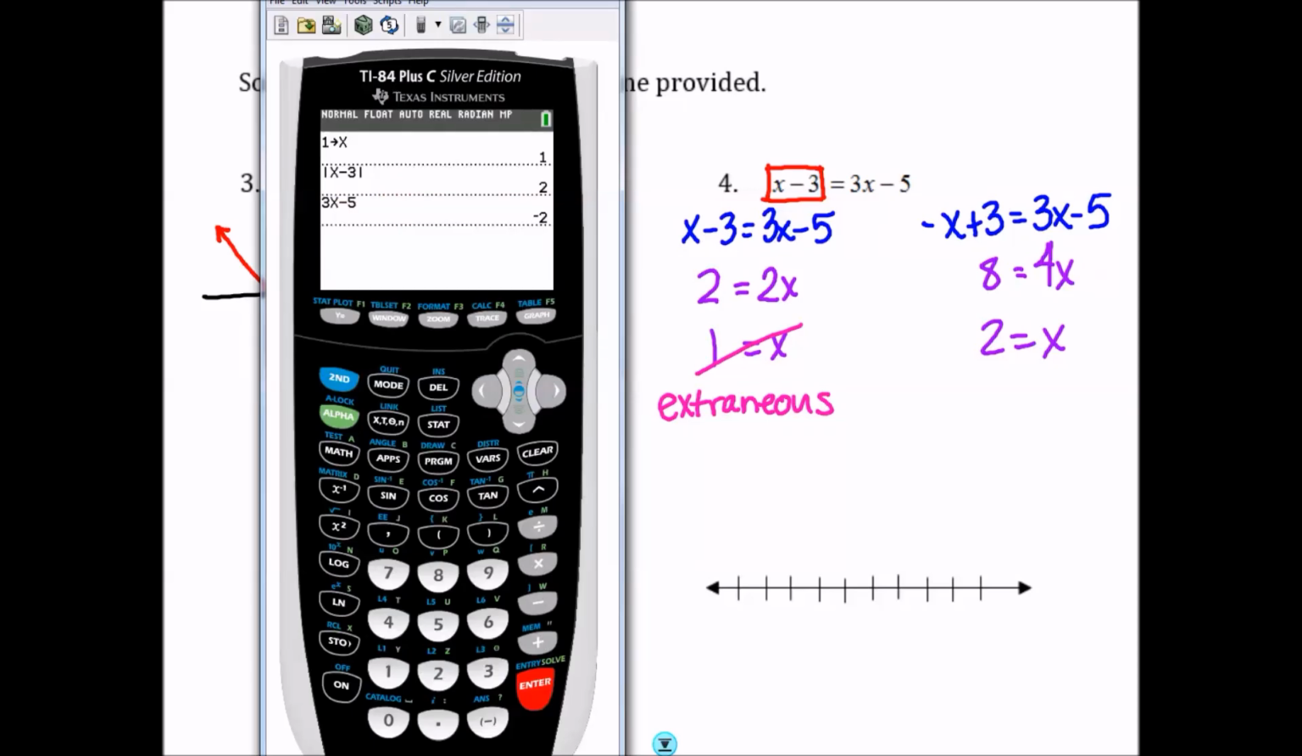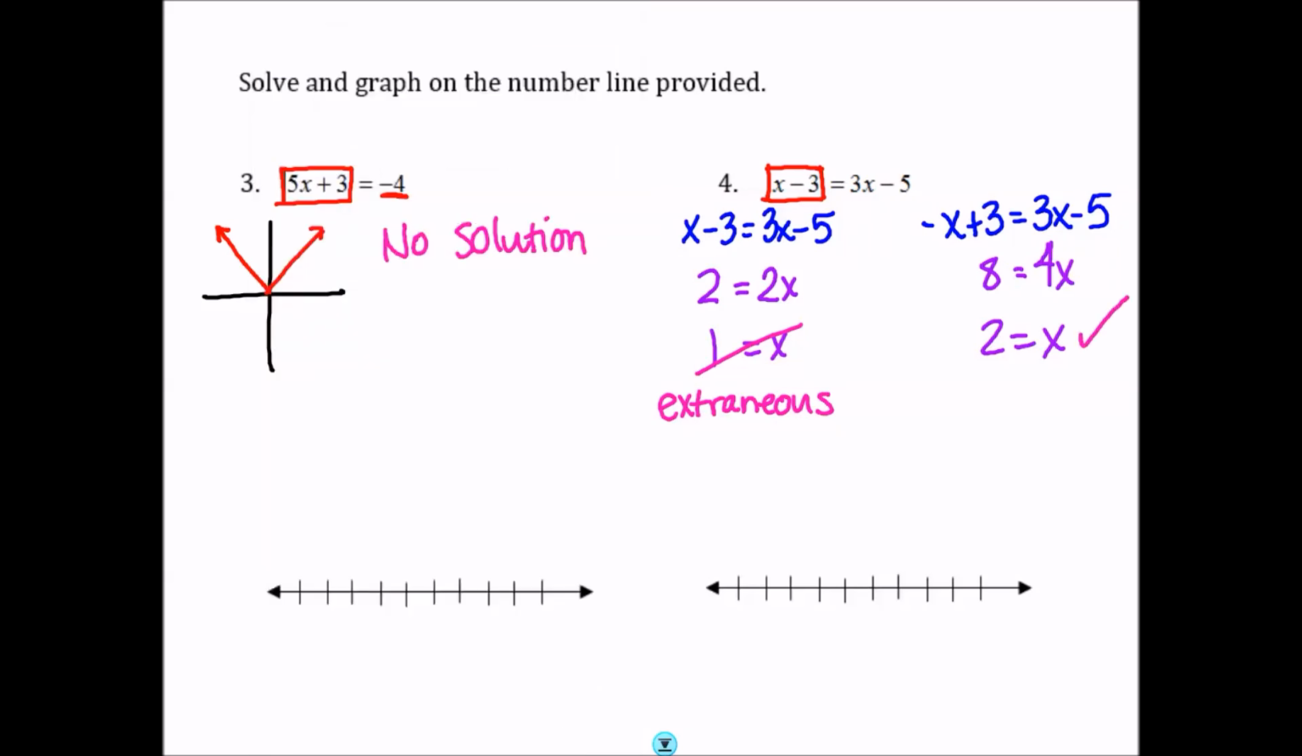Let's check 2. If I store 2 for x, then I type in absolute value of x minus 3, I get 1. And then if I type in the other side of the equal sign, 3x minus 5, I also get 1. So 2 works. In this case, you need to clearly mark which solution works and which one is extraneous.